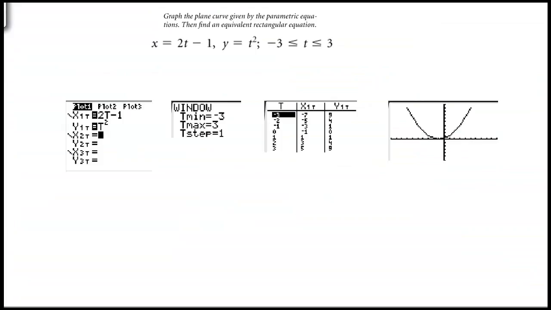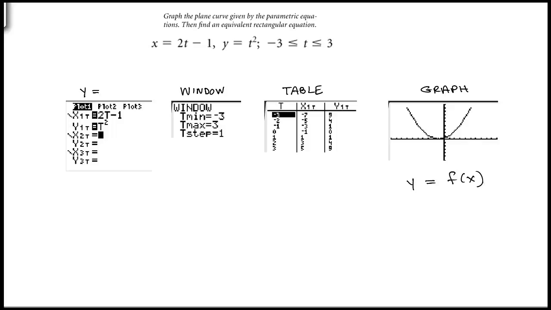Let's take a look at one more. Same instructions where it says to graph the plane curve. X is equal to 2t minus 1. Y is equal to t squared. Your parameters are between negative 3 and 3. Nothing changes here. We still have the y equals. We still need to make sure we set our window. We still need to make sure we look at the table. And then we take a look at the graph. Since the graph is surrounding the y-axis, that means it's y is equal to f of x.